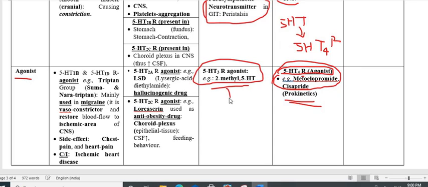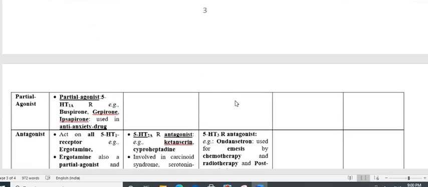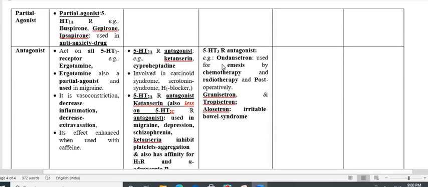Now we have to go through the antagonists, I mean the 5-HT3 receptor antagonists, that are used for the therapy of vomiting, to check the vomiting. These are the drugs that have the suffix setron: ondansetron, granisetron, tropisetron, alosetron. This 5-HT3 receptor is going to be blocked by these drugs, and these drugs are used as anti-emetic drugs.